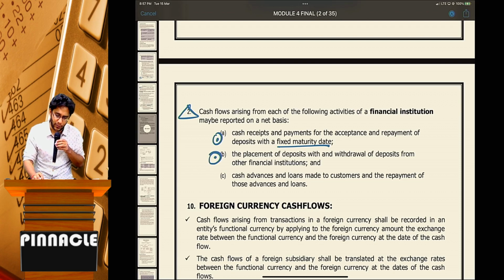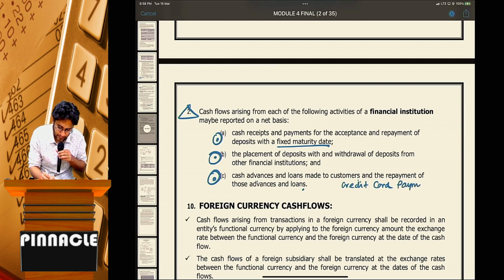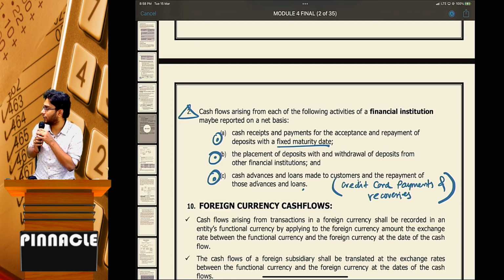Next. Placement of deposits with and withdrawal of deposits from other financial institutions. Sir, why will one bank make investment in another bank, sir? That you should see in the banking chapter. You have this CRR, SLR, where you can invest compulsorily, some amount has to go to some other financial institution. Safe investments are there. For that purpose you invest. Cash advances and loans made to customers and repayment of those advances and loans. This is simply an example of, again, the same credit card payments and recoveries. All this you can net off and present.